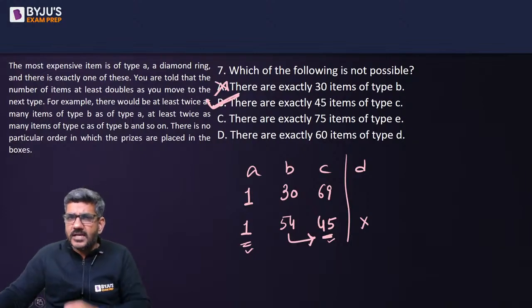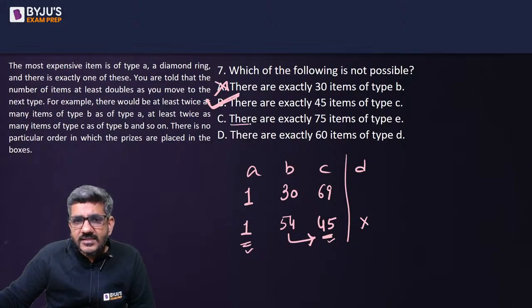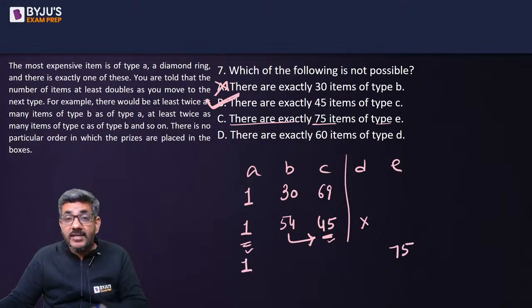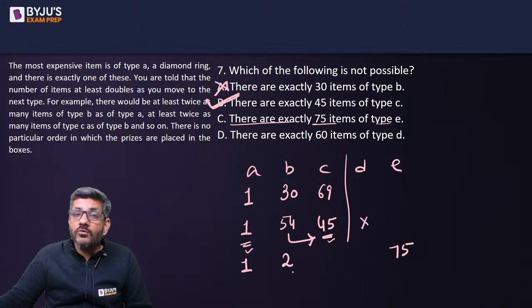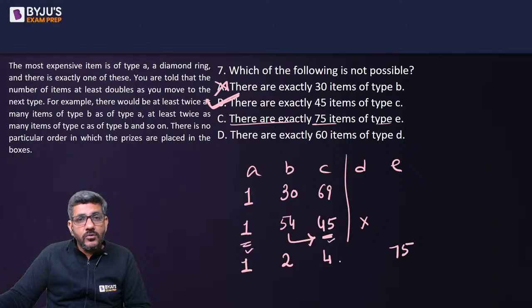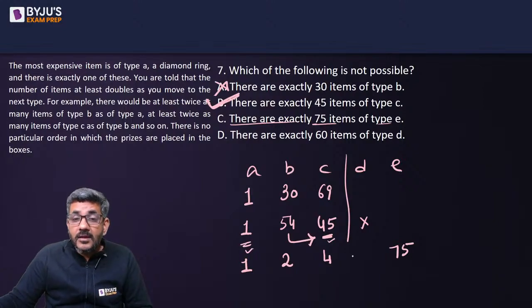Let's try other options as well to understand better. There are 75 articles of type E. Can I take 75 articles of type E? Let's see. One is this, 75 plus 1 is 76. Minimum 2 of this, 78. Minimum 4 of this, that is equal to 82. 18 more are left. Can't I take 18 here?